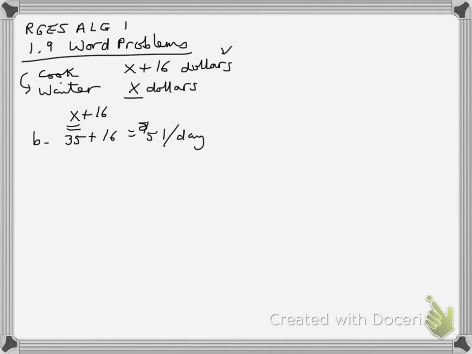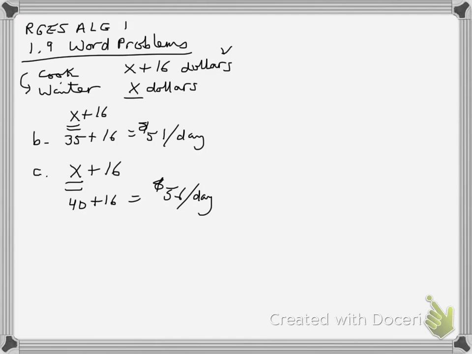For C, it says if waiters get a raise to $40 per day, how much will a cook make? Well, we're assuming that the cook will still be in the same relationship to the waiters, but remember the cook is X, which is the waiter, plus 16. Now I'm substituting for X, not 35 anymore, but 40. Going ahead and evaluating that, $56 per day would now be what the cook makes.